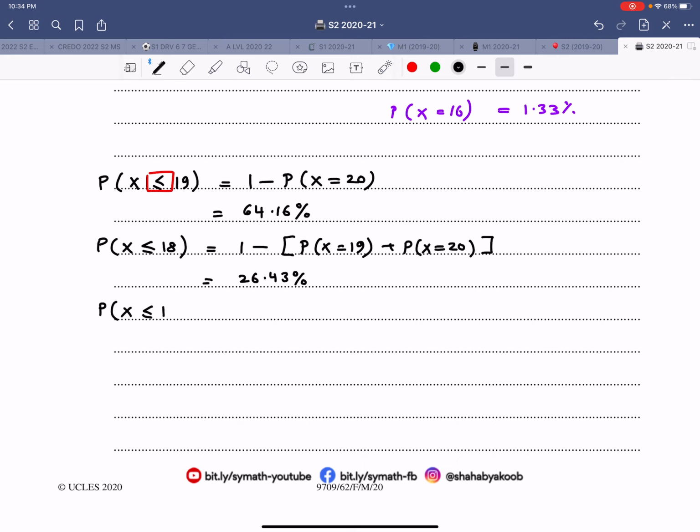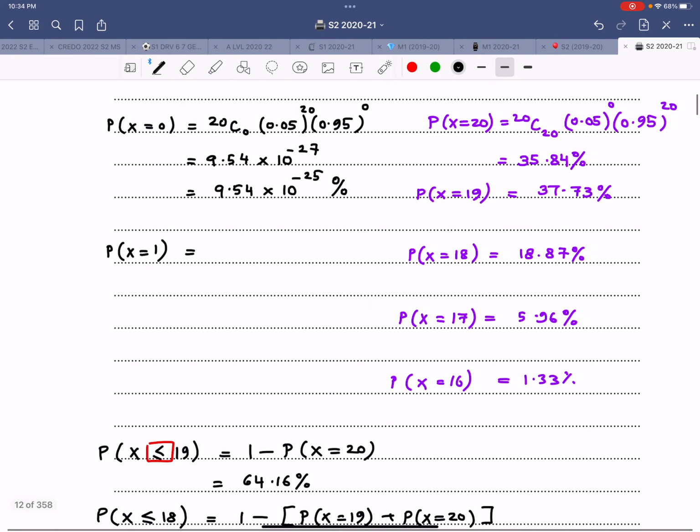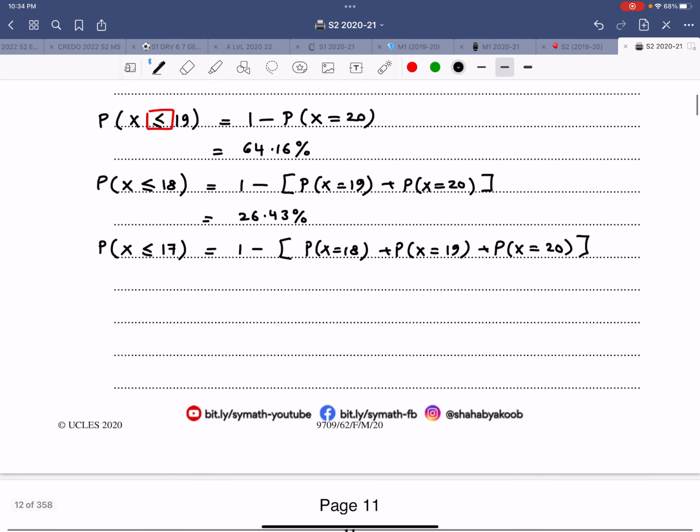X is less than or equal to 17. 1 minus probability x is equal to, actually, 18. You start with 18 first. So that is 18 plus probability x is equal to 19 plus probability x is equal to 20. So therefore again, add these three. That is 35.84 plus 37.73 plus 18.87, and then subtract it from 100. That comes out to be 7.56%. That means a little bit more is left.